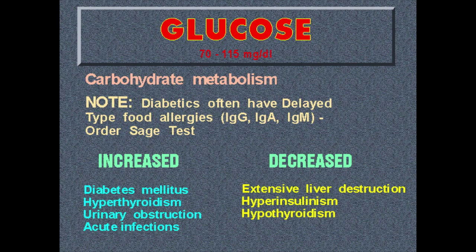Liver destruction greatly impairs sugar metabolism, resulting in a low glucose. Very low values are seen in hyperinsulinism, and the cause must be revealed. Certainly, hypothyroid states can produce a decreased blood sugar as well.